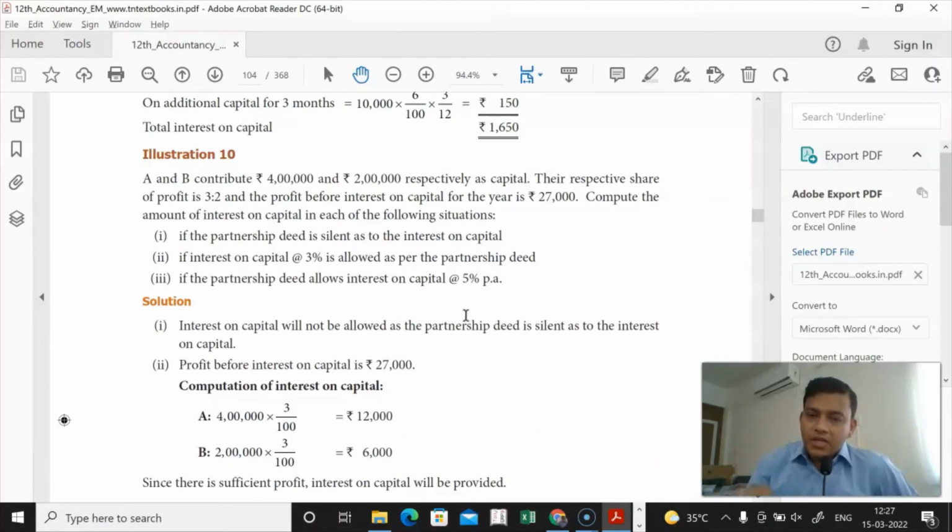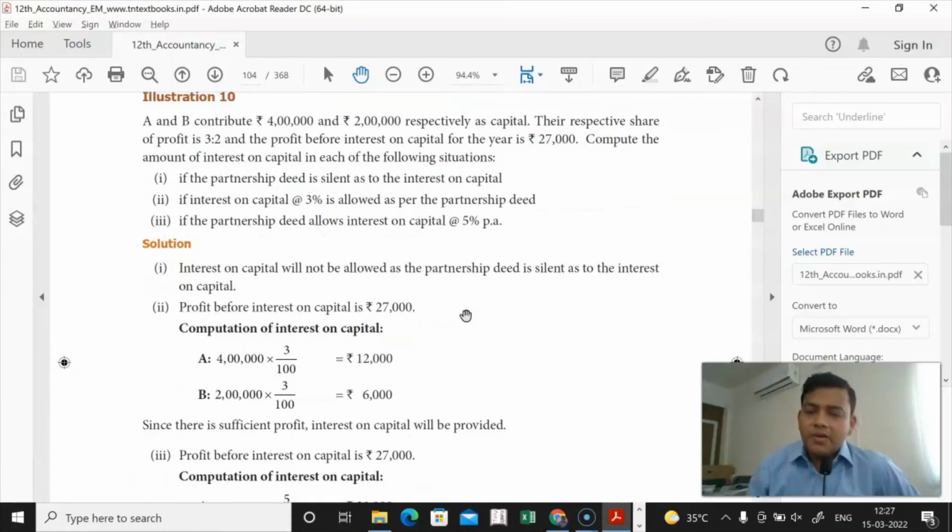Next, what if interest on capital at 3% is allowed as per the partnership deed? So if 3% is allowed, how much is the profit? 27,000, right? Okay, now we will calculate the interest on capital. The capital contributed is 4 lakhs and 2 lakhs. So at 3%, it is 12,000 and 6,000. So your final interest on capital will be 18,000. So you have sufficient profits, because how much is your profit? 27,000. You have to pay 18,000. So you have sufficient profit, so you can provide it.